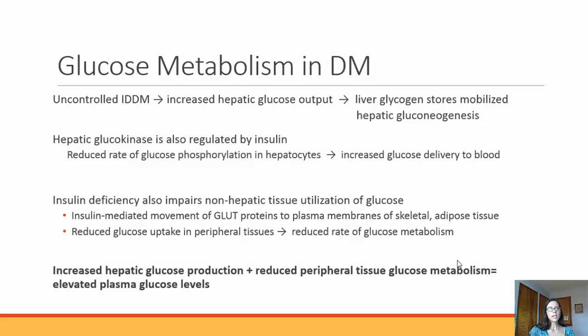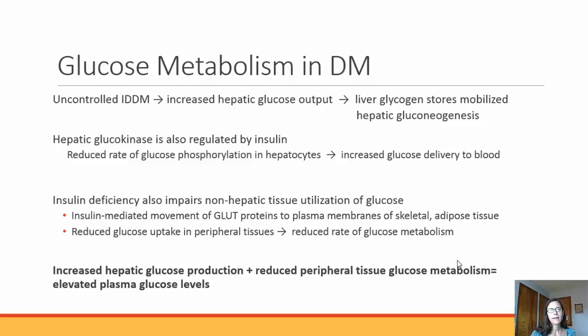So, in uncontrolled insulin dependent diabetes, we have increased glucose output. That makes sense, right? Our body's saying, I don't have enough glucose. Even if there's glucose in the bloodstream, it's not getting into the cells. So our body's starving, and the liver's like, make more glucose. It's going to mobilize the glycogen stores, and it's going to make new glucose via gluconeogenesis. So it's going to increase our blood glucose, leading to hyperglycemia.